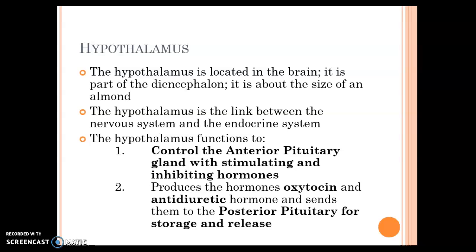So what does it do? It controls the anterior pituitary, which is actually called the master gland of the body. It does produce 2 hormones of its own, which are oxytocin and antidiuretic hormone, but it's so busy that it just produces these hormones, and then gives them to its assistant to hang on to, and its assistant is the posterior pituitary.